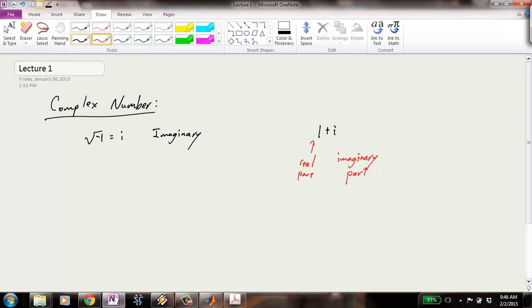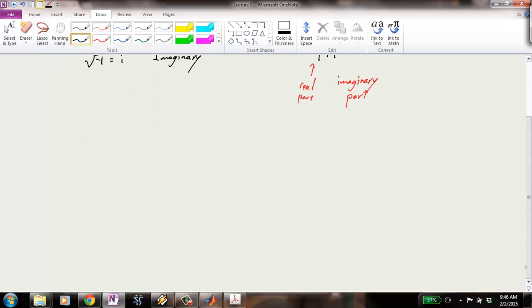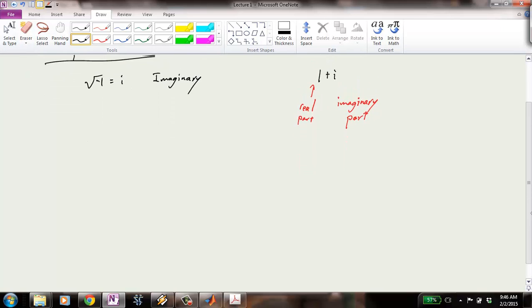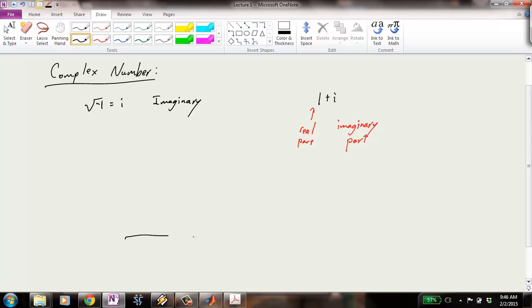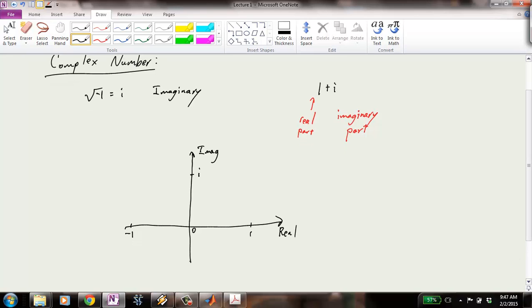Now, the usual way to represent complex numbers is in the so-called complex plane, where you use one dimension to be the real part and another dimension to be the imaginary part. So this would be the number 1, negative 1 is over here, 0 is here, and up on the imaginary axis you've got i, and you've got negative i the other direction. The number 1 plus i is a point in this two-dimensional space.